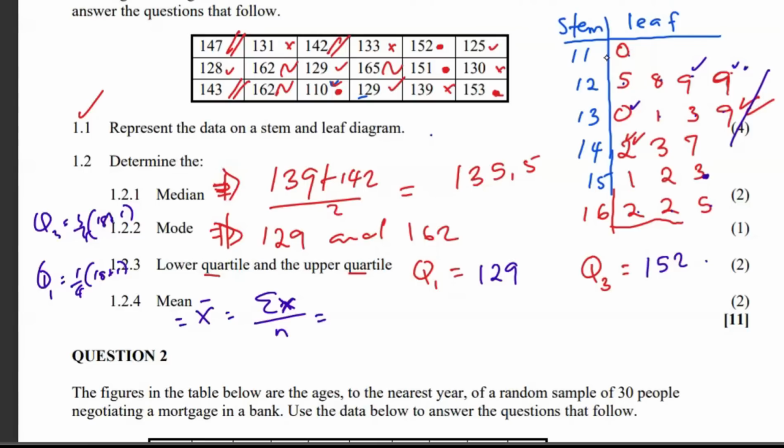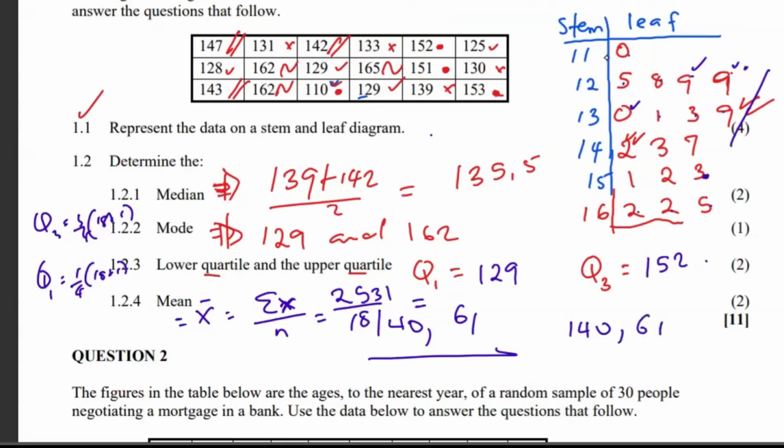So I'm getting a mean of 140.61. That's if I'm looking at just the mean straight away. Alternatively, if I had to find the total, it's going to be 2531 over 18, which should give me the 140.61 centimeters. Okay, so that is how this question would have been approached.